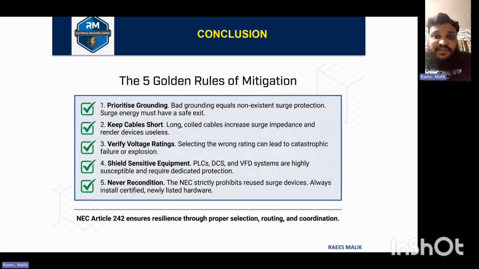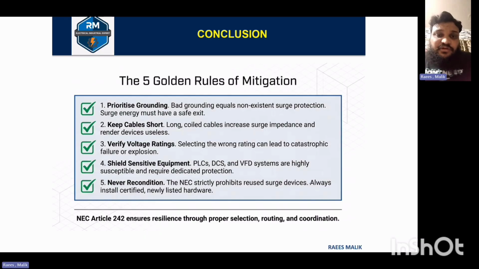Number 4 is shield sensitive equipment. So we have learned that sensitive electronic devices like PLCs, DCS, and VFD systems are highly susceptible and require dedicated protection. And we can learn that we can use type 3 SPD to protect them. Point number 5 is never recondition. So always use a new, listed device, and it shall never be used retrofit, or we can say reconditioned or refurbished SPDs. It shall always be used as per standard and be new equipment.